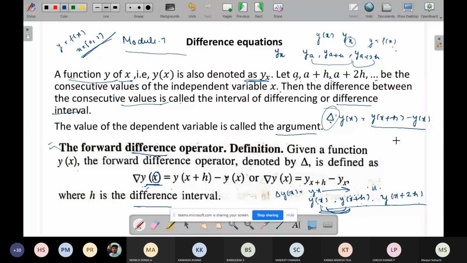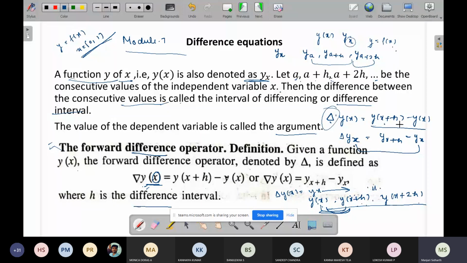Or you can even write it as del yx is y at x plus h minus yx. So here we are using these symbols only instead of this.